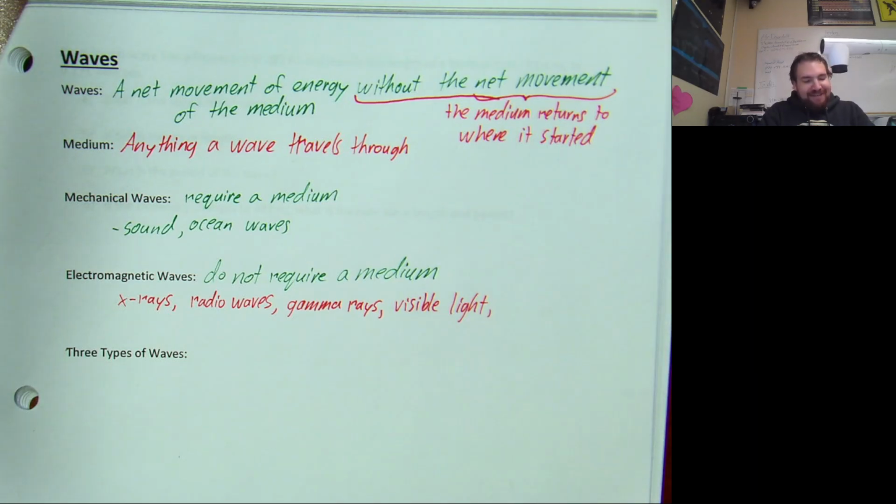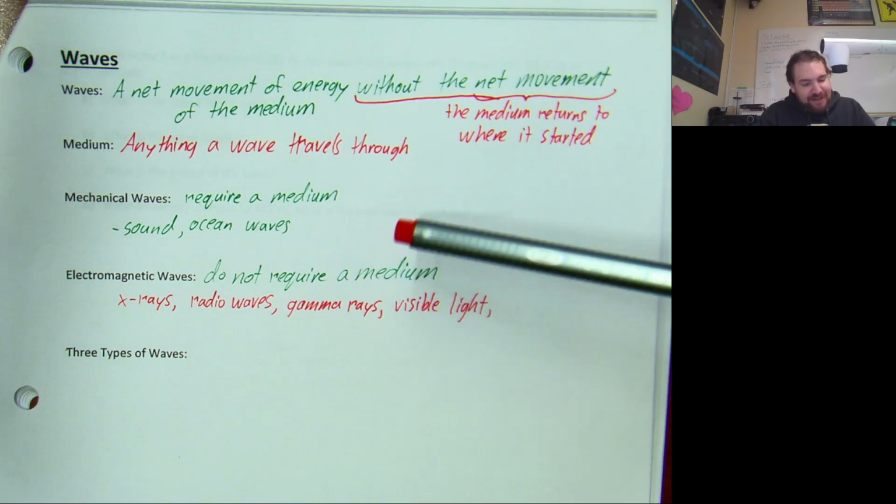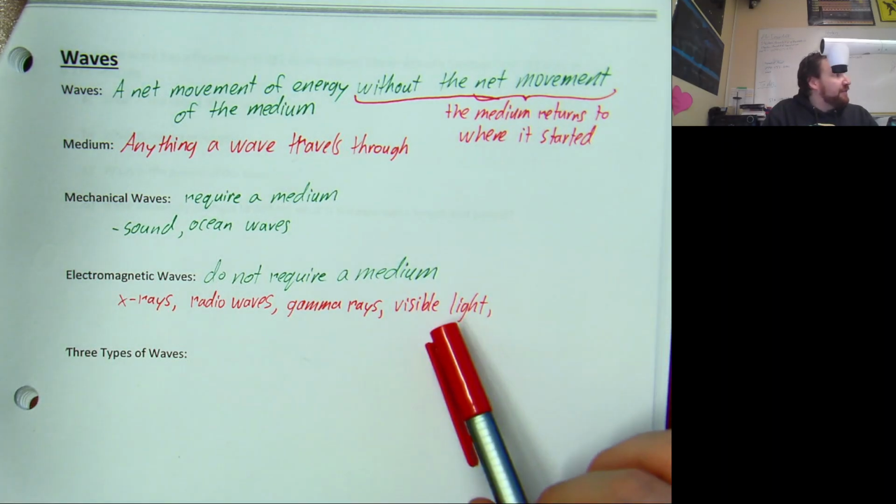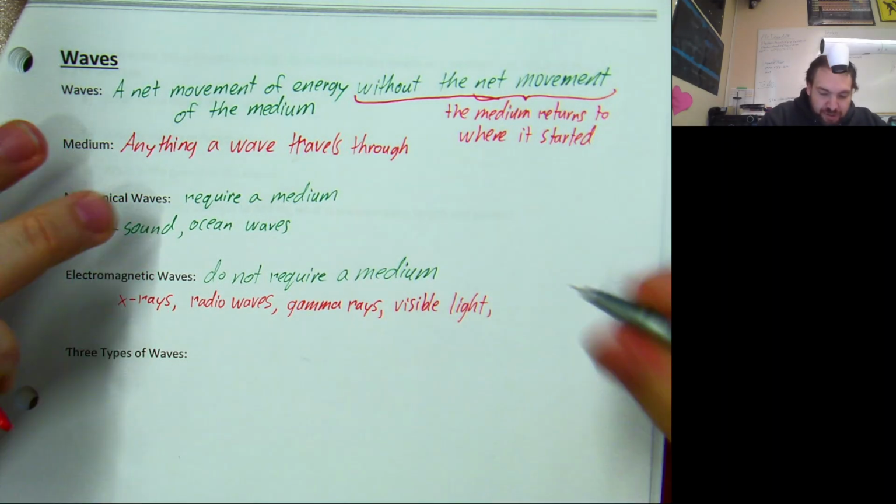Anyway, bringing back to this. So we've got mechanical waves. We've got electromagnetic waves. Electromagnetic waves do not require a medium. Ultraviolet is just on the other side of visible light. So we got ultraviolet.